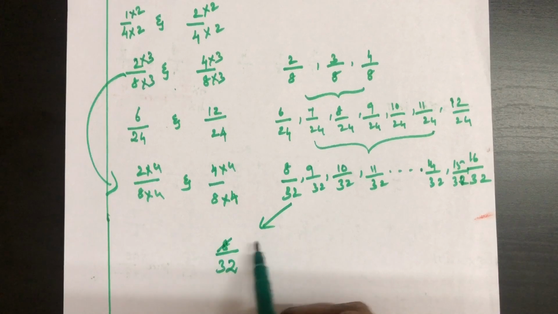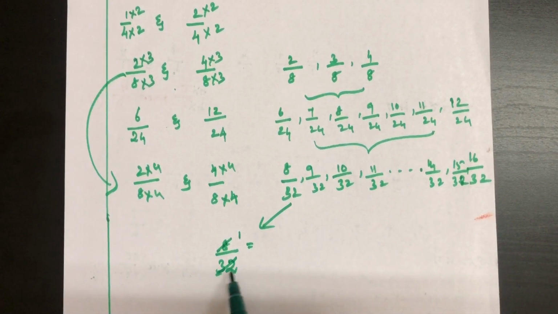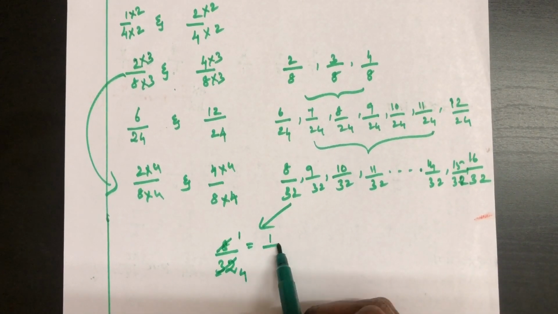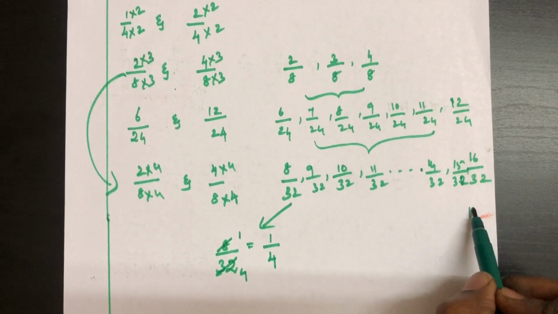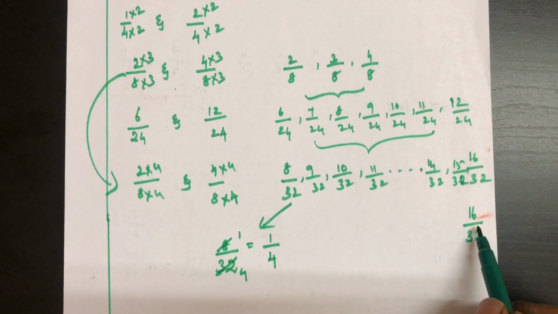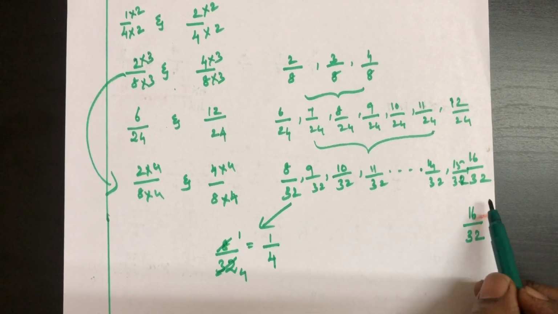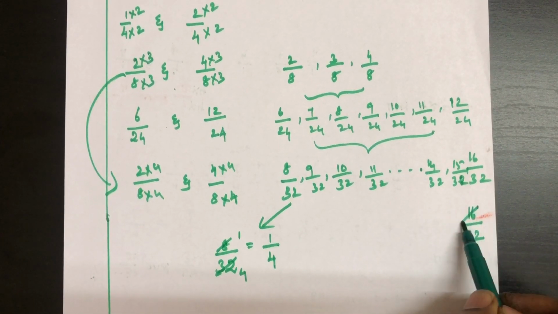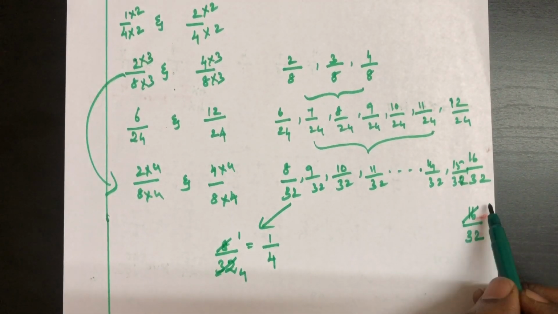If you cancel it with 8, 1 times 8 is 8, 4 times 8 is 32. So this is 1 by 4. Here also, 16 by 32. What is the common factor between these two? 16 is the common factor. So many common factors, but we can do it with 16.